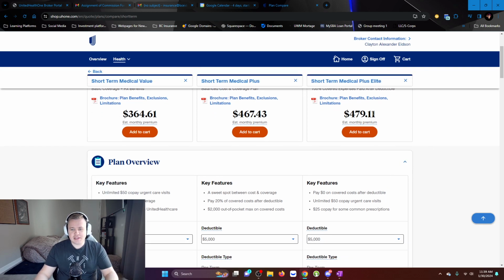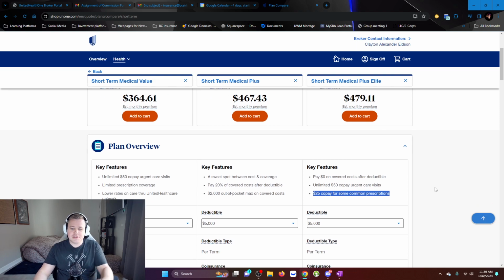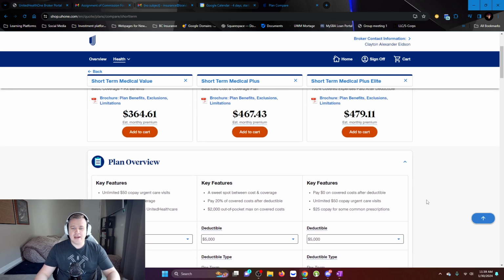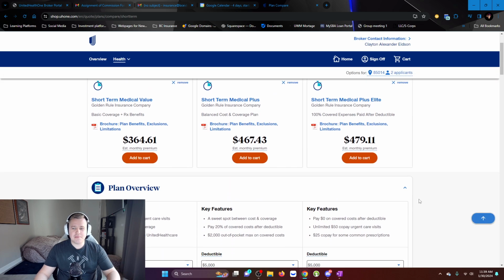And so I'll say, hey, look, it's going to be $480 a month. Unlimited urgent care copays for $50, and the copay for prescription is $25 for generic. I typically tell people to go to GoodRx because you can get like atorvastatin, the high blood pressure, thyroid medication for $10 there. Your deductible's 5 grand. After you meet that, it's 100% covered. And then, of course, I always have an accident rider. So if you have any type of injury, you're not going to have to pay anything.